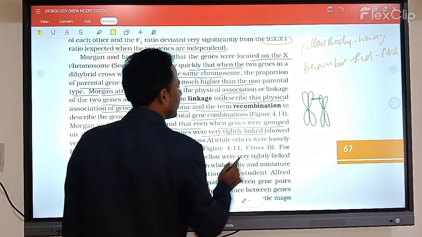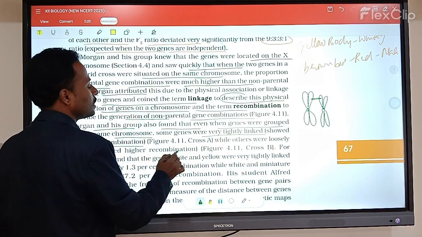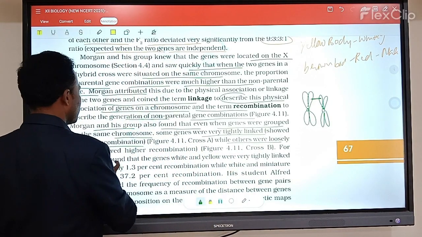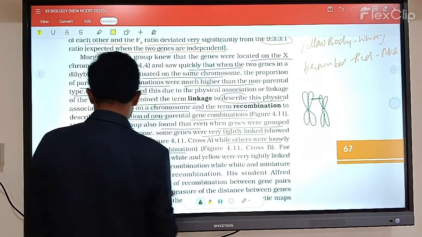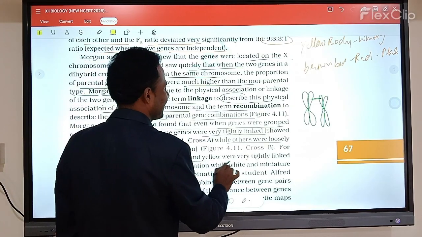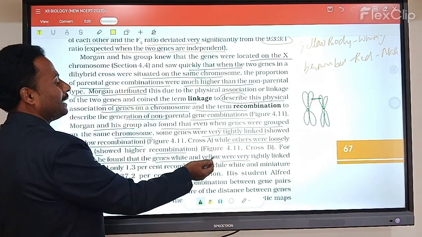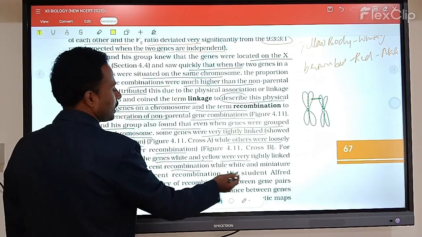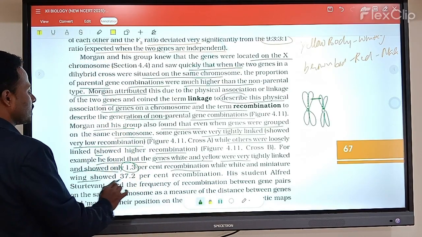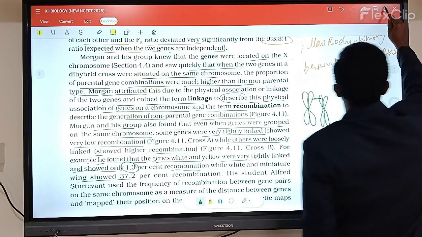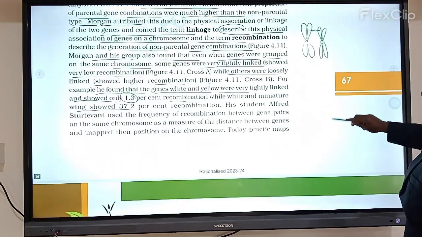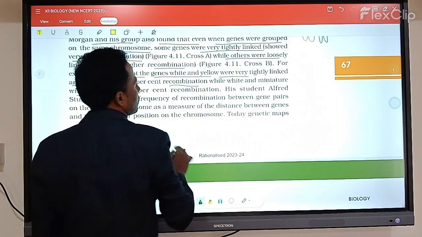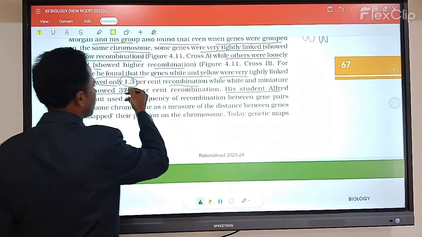Some genes are very tightly linked and show low recombination, while loosely linked genes show higher recombination. For example, yellow and white genes are very tightly linked and show 1.3% recombinants, while white and miniature show 37.2% recombinants. The rest are non-recombinants. I'll explain the ratios with the diagram.